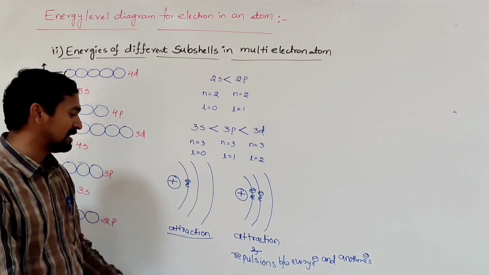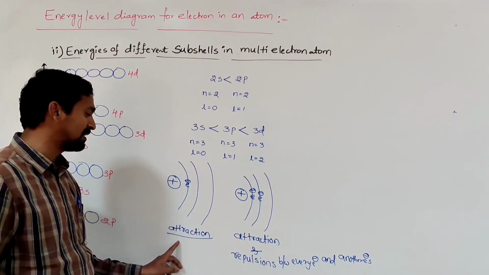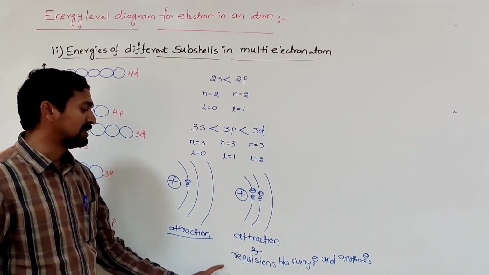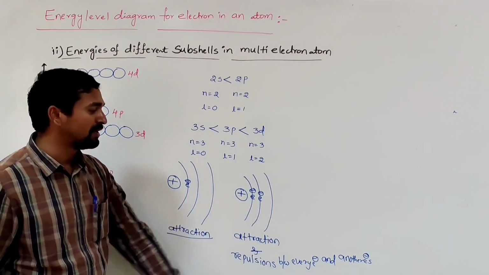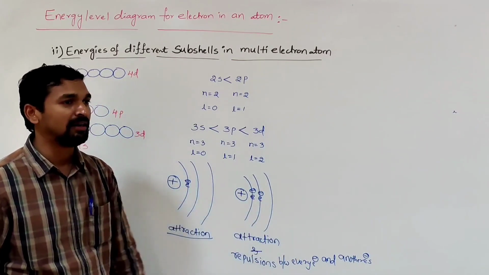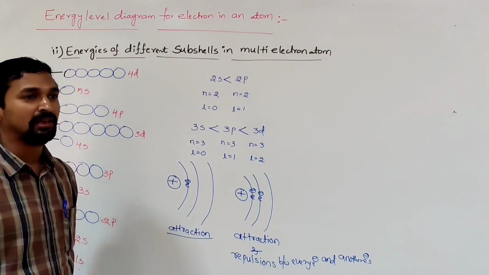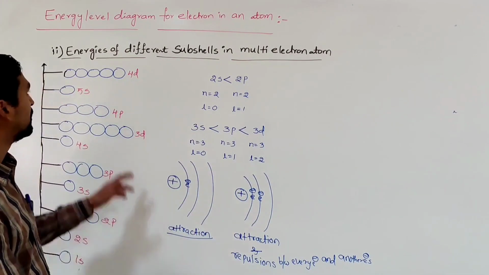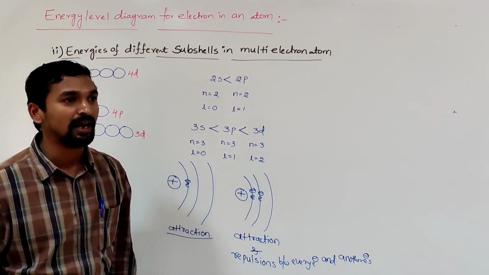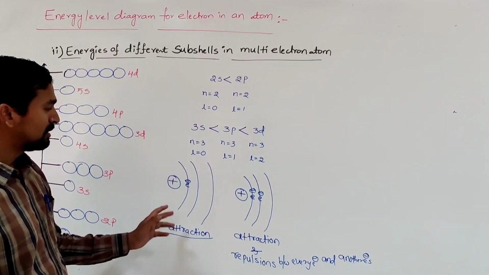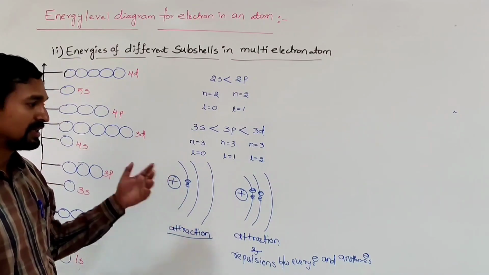It is very clear that here only one attraction force is there, but here, along with the attraction, repulsions also exist. These repulsions between every electron and another electron are responsible for the different energy pattern observed in the subshells of multi-electron atoms.